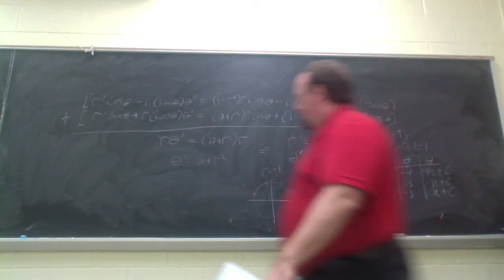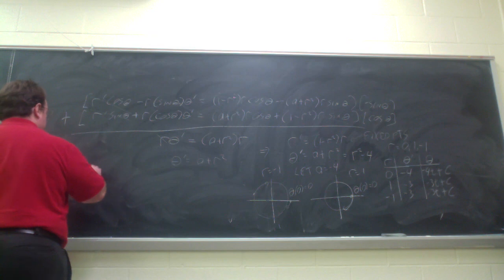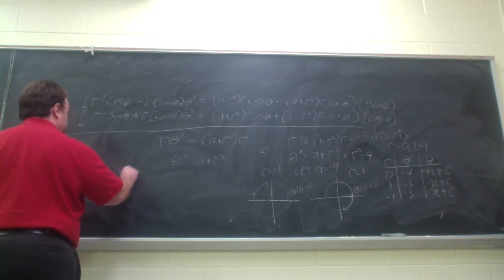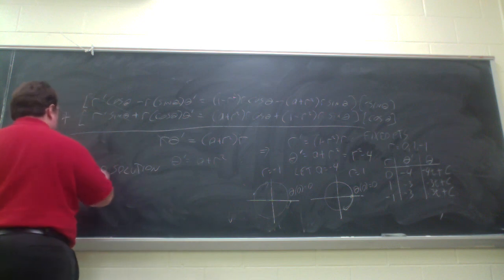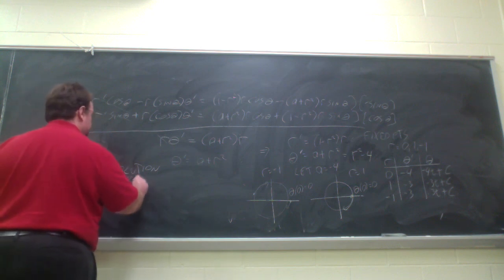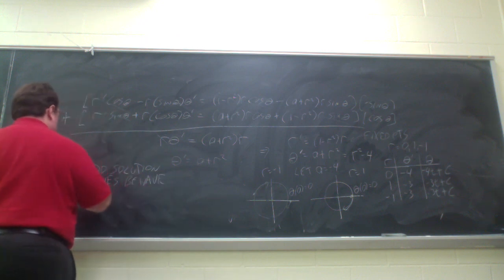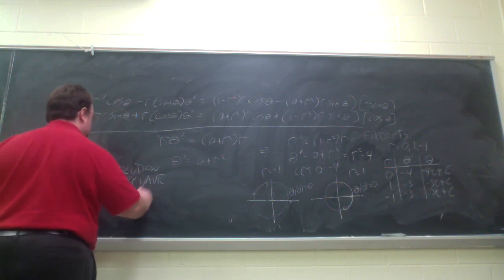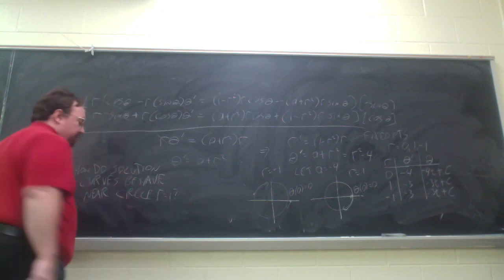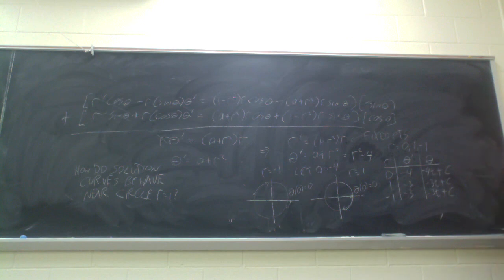So the question we need to answer is, how do solution curves behave near the circle r equals 1? So the idea is, if this circle has the effect of attracting nearby solution curves or repelling nearby solution curves, then we call it a limit cycle. And we can also classify it as a stable or an unstable limit cycle, depending on the behavior that we get. Okay.